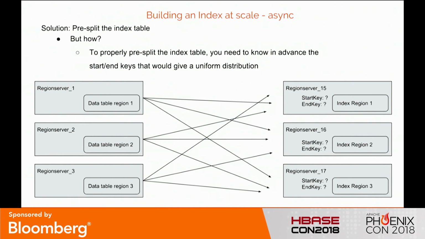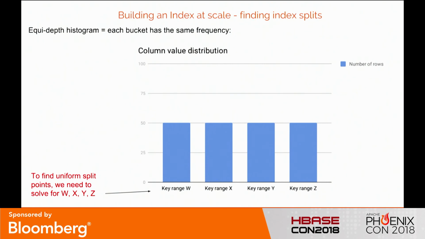So how do we know basically what keys to split on? Because you don't really know your index column values ahead of time, right? So what we need is something like this. An equidepth histogram is a histogram where all your buckets have the same frequency. In this case, we want to split our index table such that each region has the same number of rows.